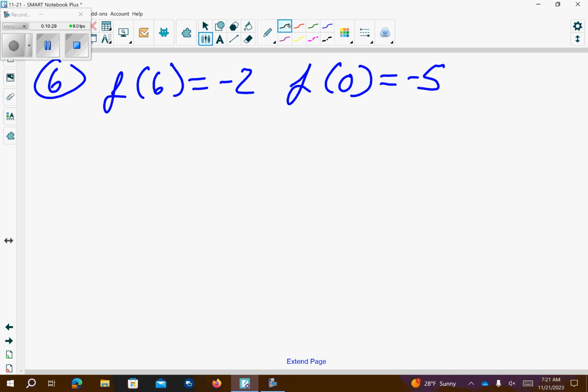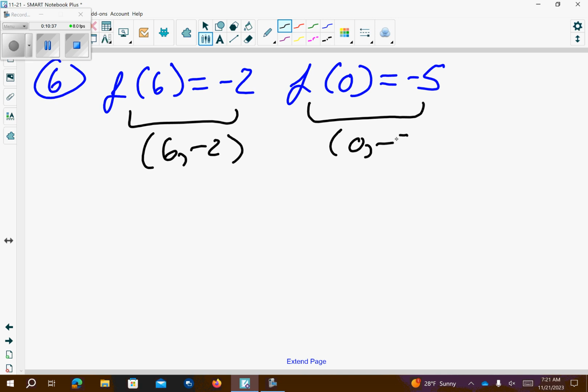Number 6, this is written a little bit differently, but realize this gives me the point 6 comma negative 2. This gives me the point 0 comma negative 5. Well, this is my y-intercept. That's my b value because that's 0. Now I have to find my slope, so I have x1, y1, x2, and y2.